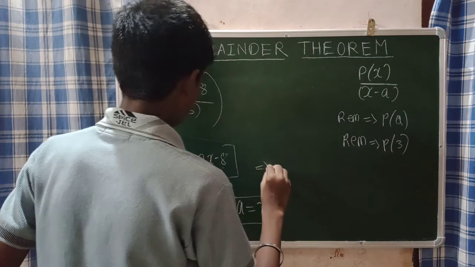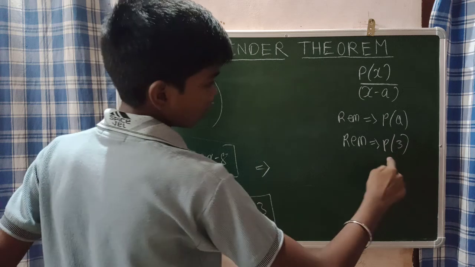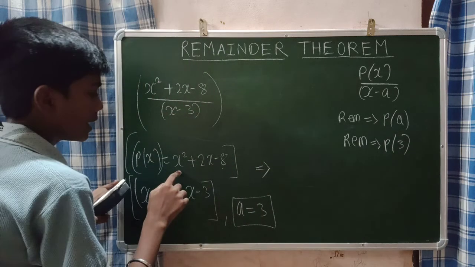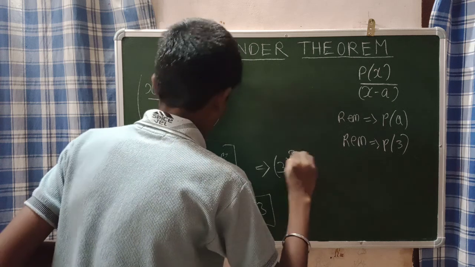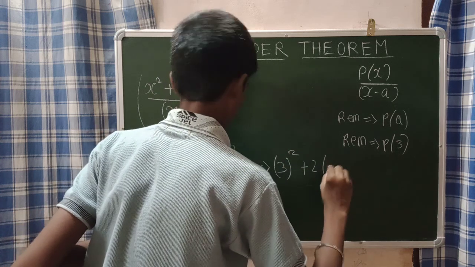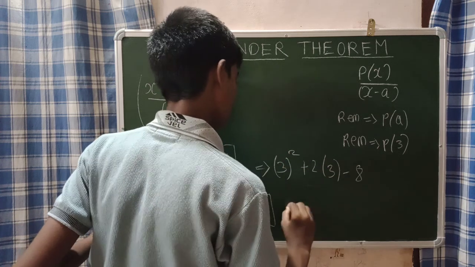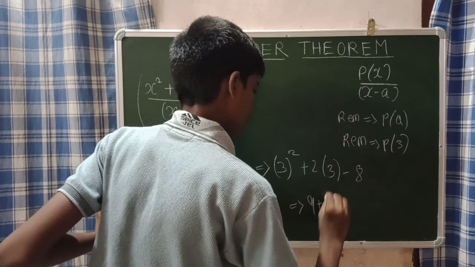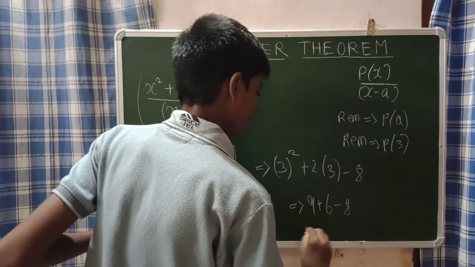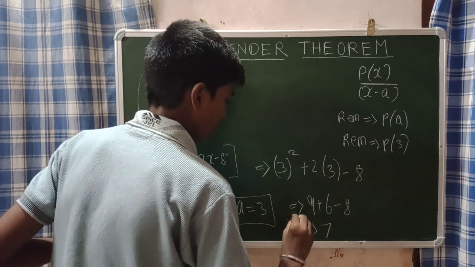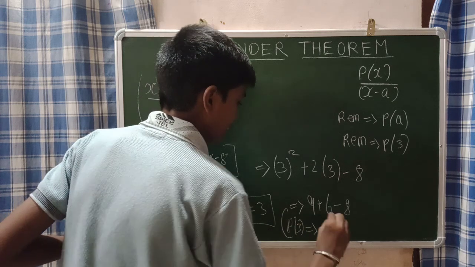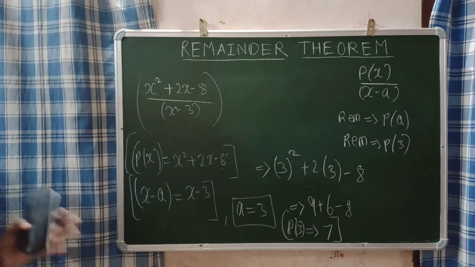When you put x as 3, I will get 3 square plus 2 into 3 minus 8. So 3 square is 9, plus 6, minus 8. And finally you get the remainder as 7. That's the value of p of 3. What is p of 3? That is the remainder.